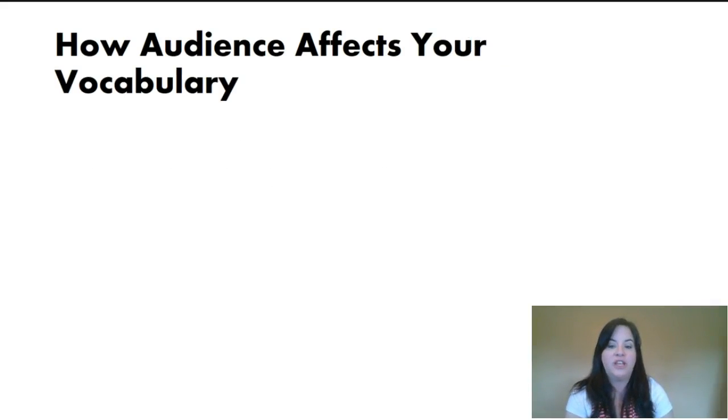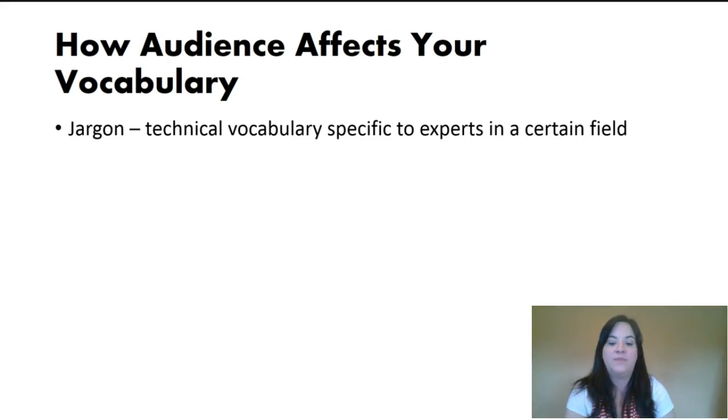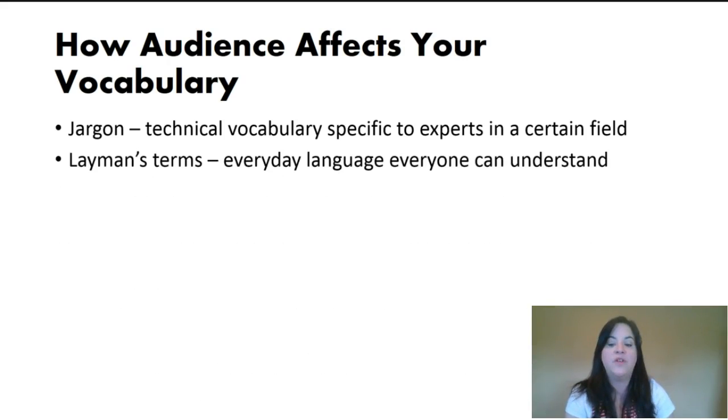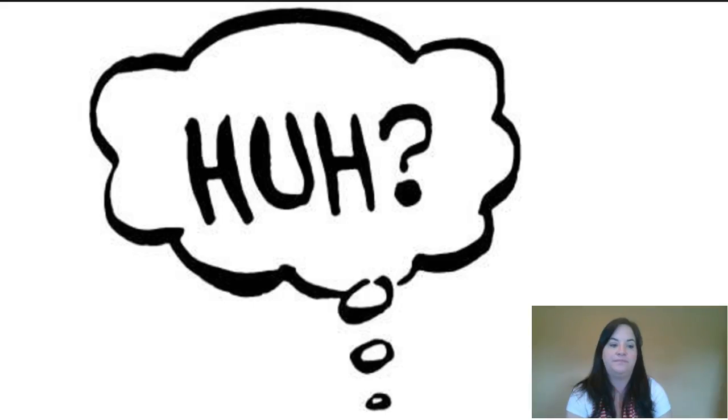Your wording and language changes when you're writing to different audiences. So one thing you need to consider is vocabulary. The vocabulary you use in a written work will depend on who your audience is. If you are writing to an audience made up of experts on your topic, you might use jargon or technical vocabulary specific to experts in a certain field. But if your audience is made up of people who don't know a lot about your topic, then you need to use layman's terms or everyday language everyone can understand.